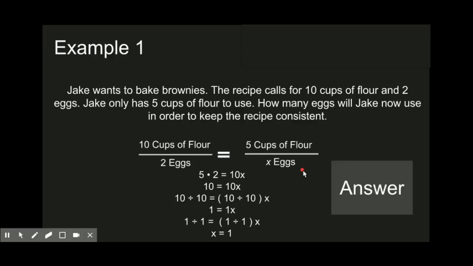We can rewrite that as an equation, but we have to ignore the units. 10 cups of flour times eggs is 10x. So the equation will be 5 times 2 is equal to 10x. Well, the most obvious thing we want to simplify is 5 times 2. So we will end up with 10 is equal to 10x. I now want to just divide both sides by the coefficient and get 1, because a number divided by itself is 1, so the answer is 1 egg.